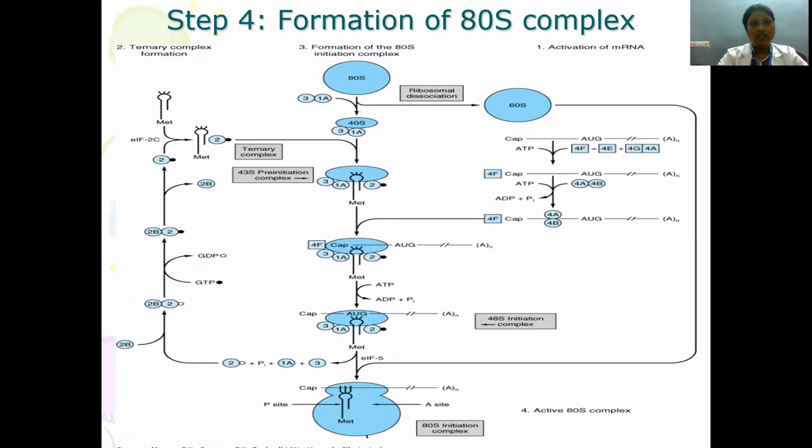After formation of the 48S initiation complex, we have another step, the formation of the 80S initiation complex. Here you can see the mRNA, the starting codon, and the amino acid which the starting codon encodes, methionine, along with a part of the ribosomal subunit and the factors. After this, the 60S subunit, which was dissociated at the beginning, will come and associate itself to the 40S subunit to form the 80S initiation complex. The rest of the things remain the same.